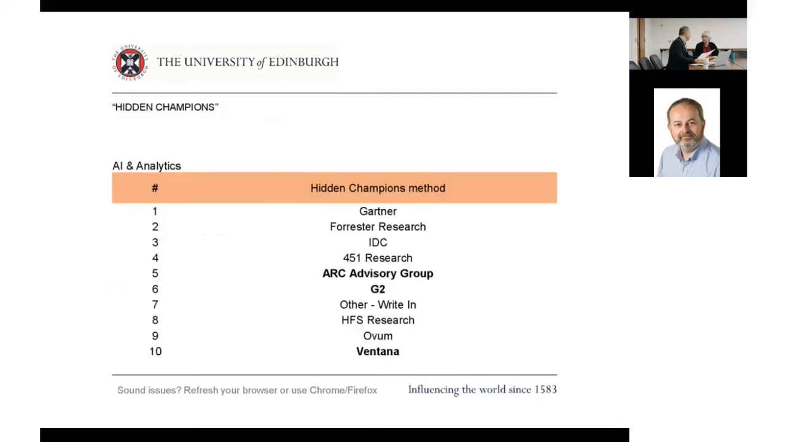Moving on to the hidden champions analysis, some interesting firms coming out there. Arc Advisory, an organization which is especially gaining traction in complex inter-organizational settings. It does very well on supply chain, Internet of Things kind of stuff, as we'll see later on. G2, the organization previously known as G2 Crowd, and Ventana.